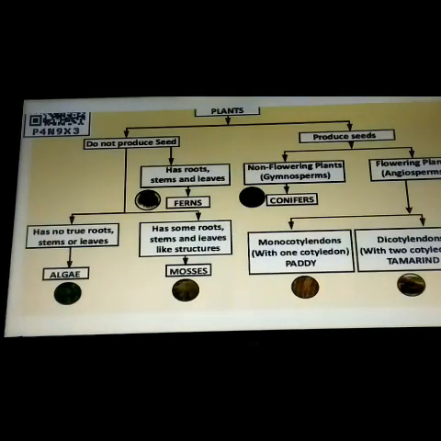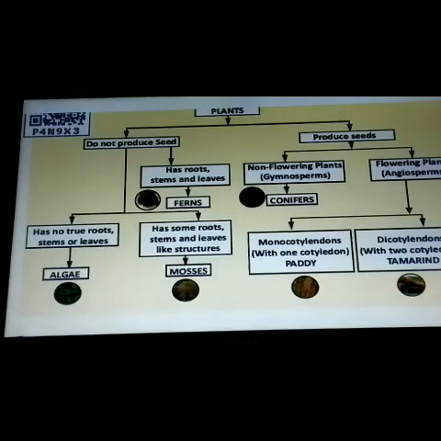Now you can see with the help of this flow chart, plants are of two types, which do not produce seed and which do produce seed. And then they have root, stem and then leaf. I think you all know the parts of a plant, right? What are all the parts of a plant? Yes, it is root, stem, leaf, flower, fruits. All those things combine together to have the structure of a plant.